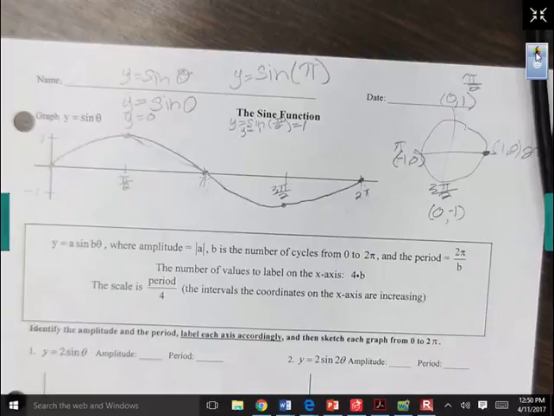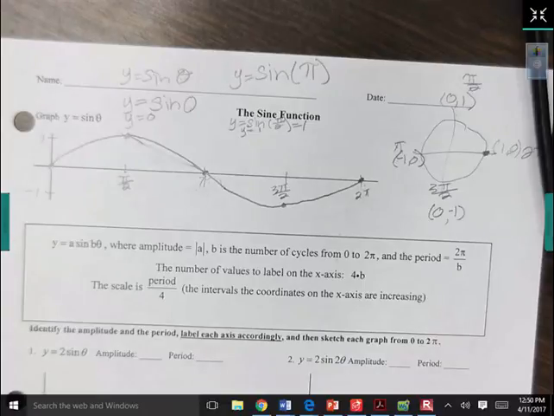So we don't have to go through this whole thing. There are lots of little tools I've put here to help us graph these pretty easily. The standard form for a sine function is y is equal to a times the sine of b theta. The absolute value of a is going to be the amplitude, which we know what the amplitude is. And b is the number of cycles from 0 to 2 pi. So it'll tell us how many times we're going to repeat our cycles.